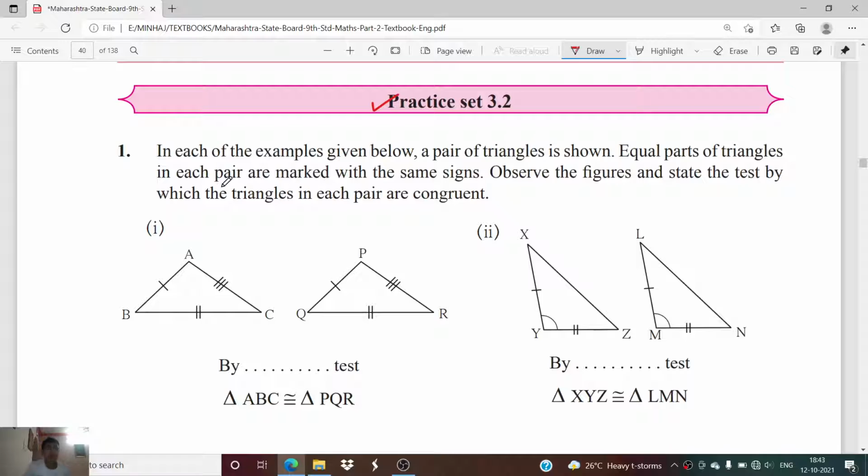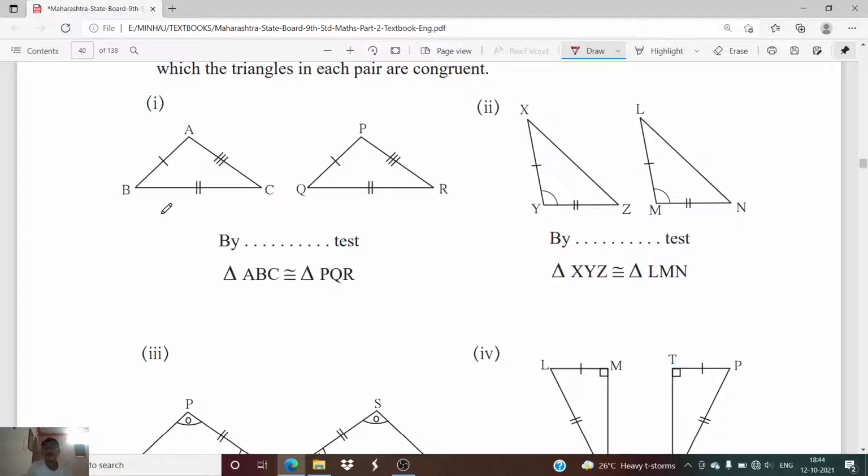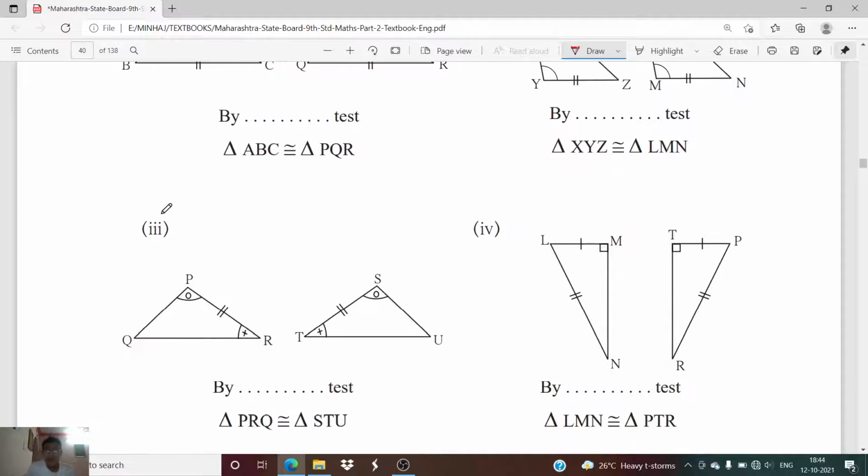The question is, in each of the examples given below, a pair of triangles is shown. Equal parts of triangles in each pair are marked with the same signs. Observe the figures and state the test by which the triangles in each pair are congruent. Here you can see a total of four pairs of triangles are given, and all four pairs of triangles are congruent.